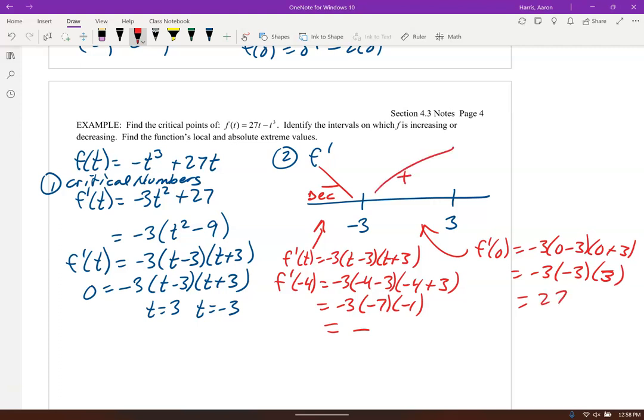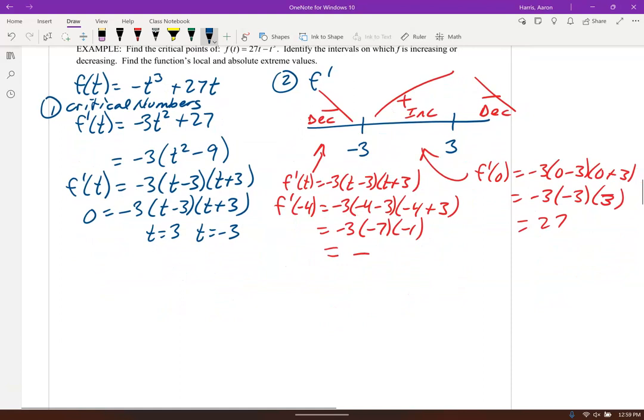So then we increase. And now let's throw in 4. I get -3 times a positive times a positive, so that'll be negative once I throw it in. So we know it decreases if I plug a 4 into the first derivative. Right? So let's go ahead and summarize this, looking at our first derivative.